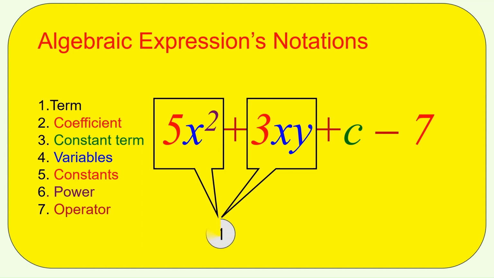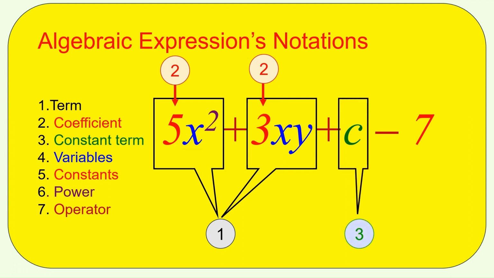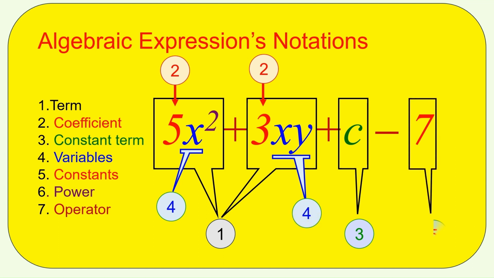In this case, 5x squared is a term and 3xy squared is also a term. If you look here, 5 and 3 are coefficients. C is a constant. x squared or x and y, both x and y are variables. While 7, a standalone number, is also known as a constant. In the first term, x squared, here the 2 is the power of the term. Mathematical operators plus and minus are used in the expression.